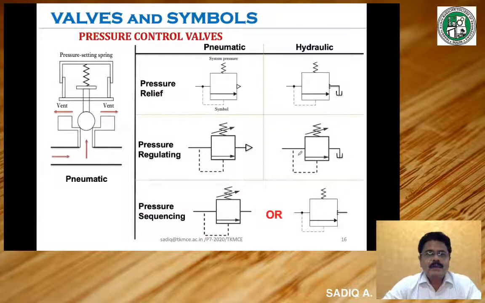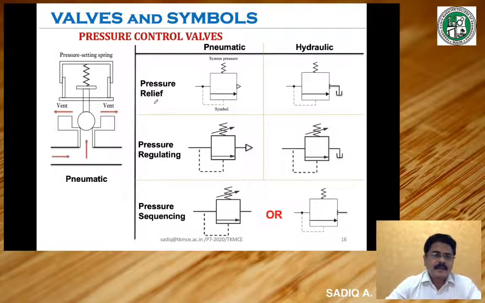Now, let us see how to represent pressure control valves. We know that there are three kinds of pressure control valves: pressure relief valve, pressure regulating valve, and pressure sequence valve. Pressure relief valve means excess pressure will be relieved to the reservoir or atmosphere, so that the pressure in the external circuit will be maintained.